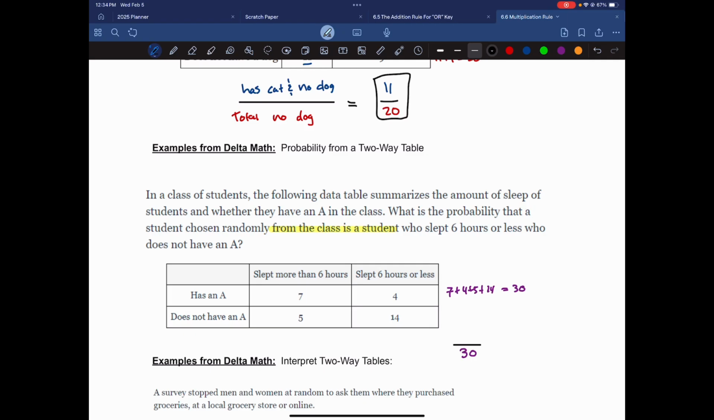Now I'm looking for those who slept 6 hours or less and does not have an A. Okay, so I'm looking for the intersection of slept 6 hours or less and does not have an A. Well, those intersect right here at 14, okay? So that will be my numerator here, 14. Those are who slept 6 hours or less and who does not have an A. So my probability will be 14 over 30, or if we simplify this down, 7 over 15.